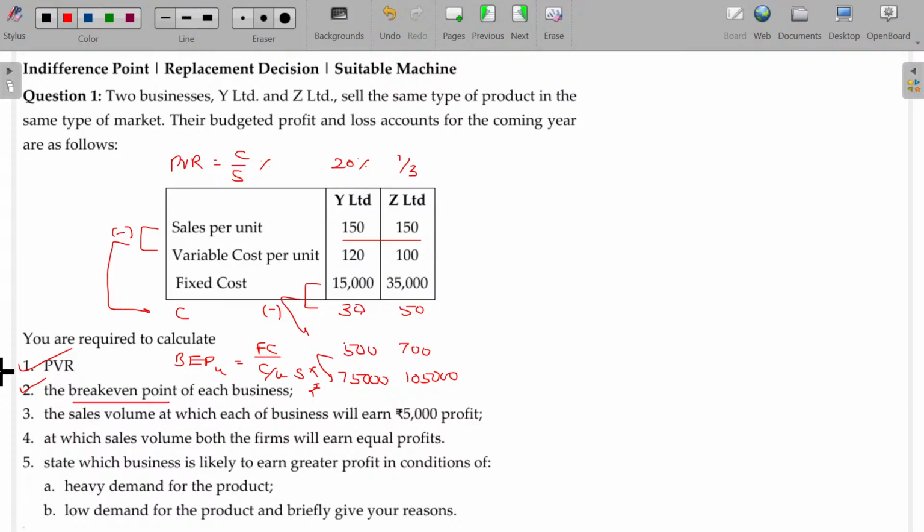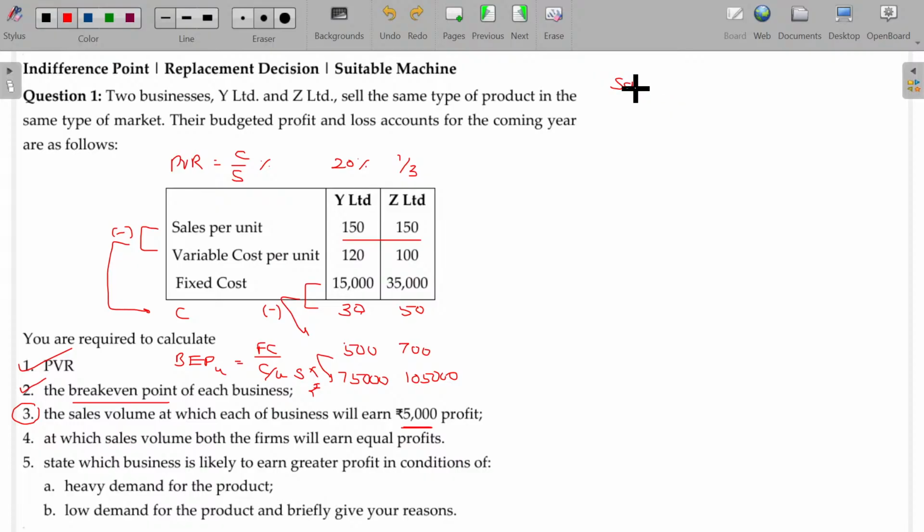The very, very important question for this particular illustration is all about this one. Especially, fourth one is most important. Third is also very similar, right? Sales volume to which each business will earn 5,000 desired profit. For desired profit, what is the formula here?